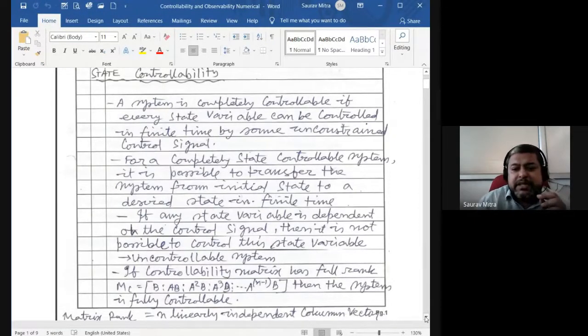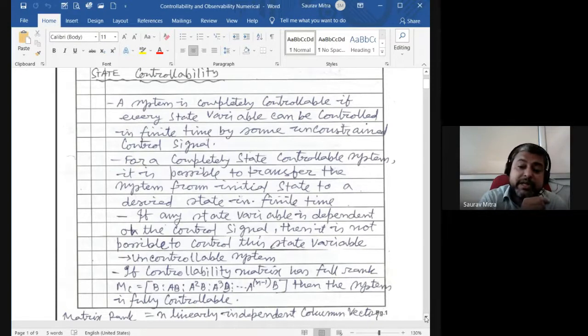The system is completely state controllable if every state variable can be controlled in finite time by some unconstrained control signal. Unconstrained control signal means whatever input we are given should not suddenly change. That should be given, and that is an independent source. Whatever source we are connecting to the system should not be a constrained source. That input should be an independent source, so it will be independently inputting energy to the system.